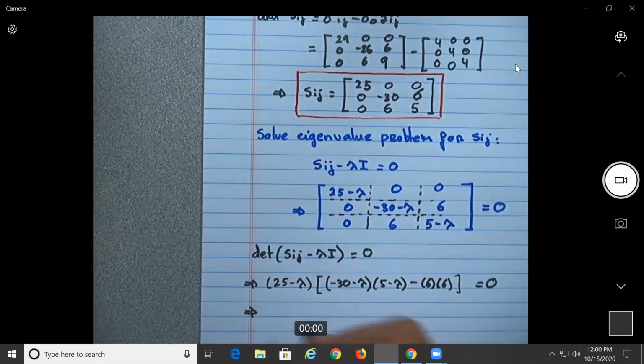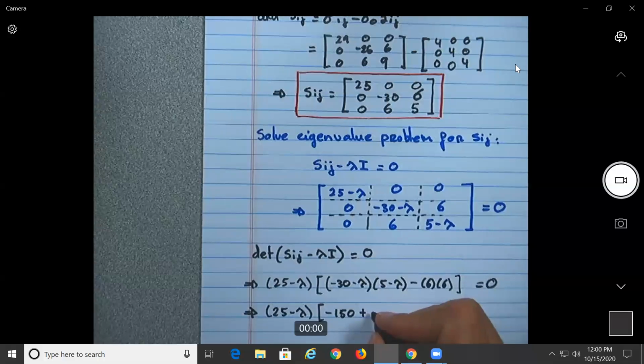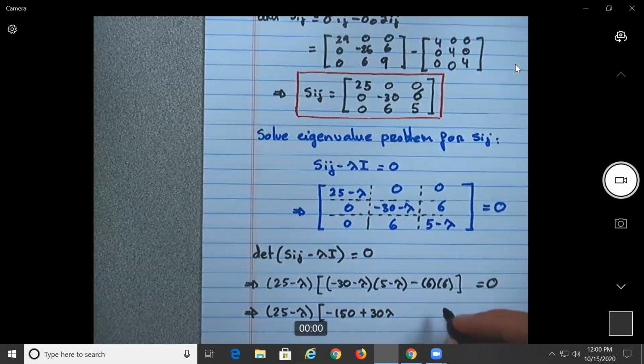So this is going to give us 25 minus lambda. Oh, okay, I'm going to do the middle step. That way, minus 150 plus 30 lambda. So this is the 5 times 30, plus 30 lambda minus 5 lambda plus lambda square minus 36.